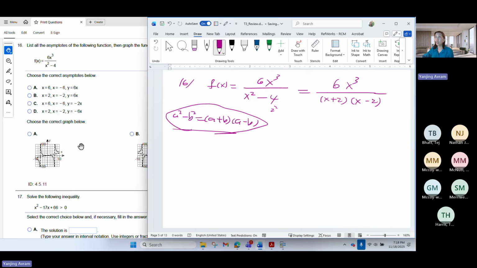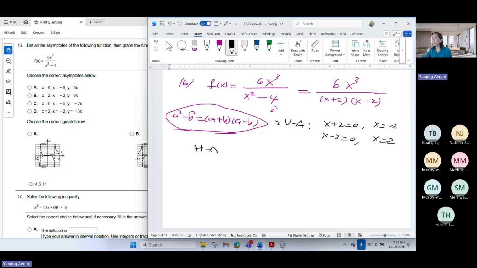All right, so for my asymptotes, we do have a vertical asymptote. Where's my vertical asymptote? I don't have a common factor with the numerator, so I do have a vertical asymptote. When x plus 2 equals 0, x will be equal to negative 2. So we have two vertical asymptotes, x equal to negative 2 and x equal to 2.